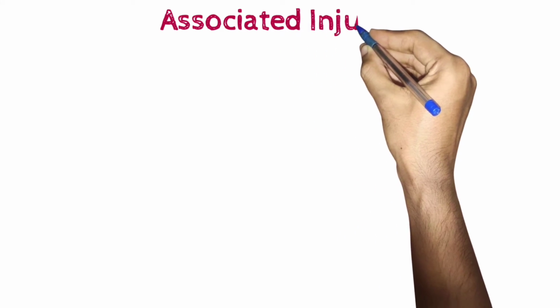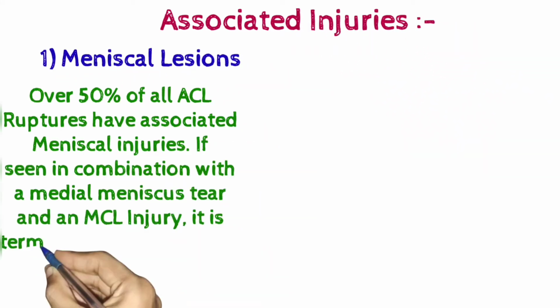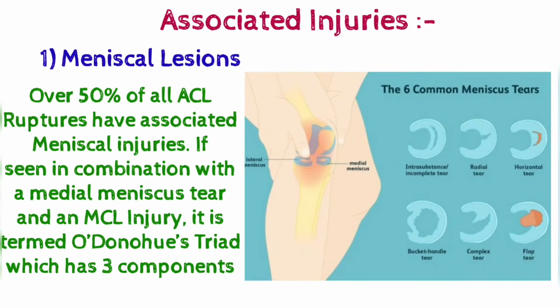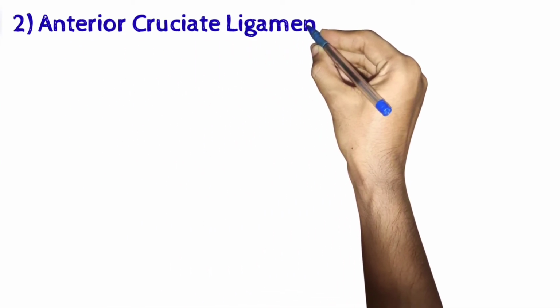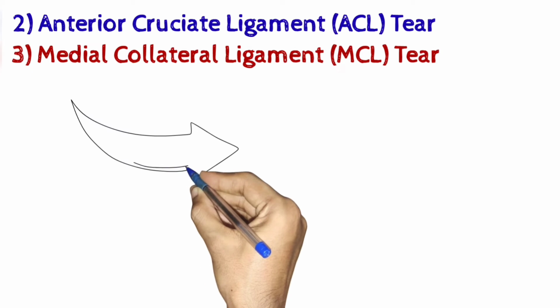Associated injuries. 1. Meniscal lesions. Over 50% of all ACL ruptures have associated meniscal injuries. If seen in combination with a medial meniscus tear and an MCL injury, it is termed O'Donoghue's triad, which has 3 components. 2. Anterior cruciate ligament, ACL, tear. 3. Medial collateral ligament, MCL, tear.